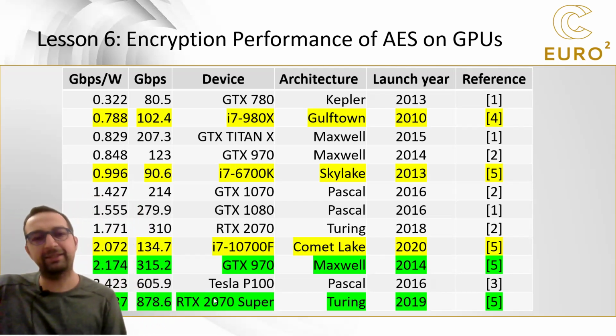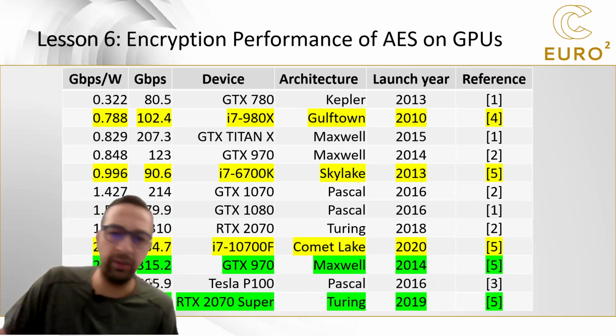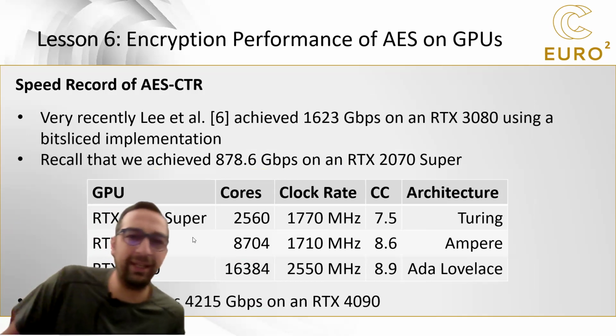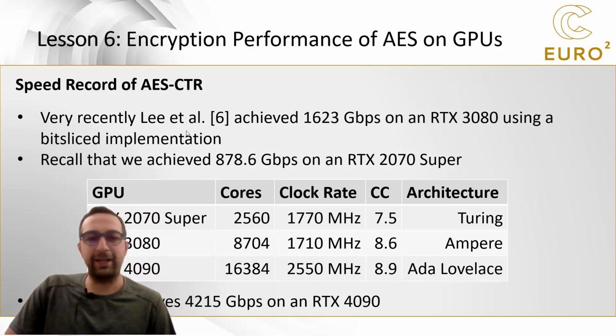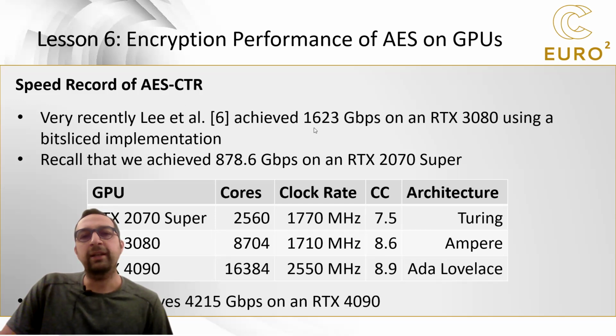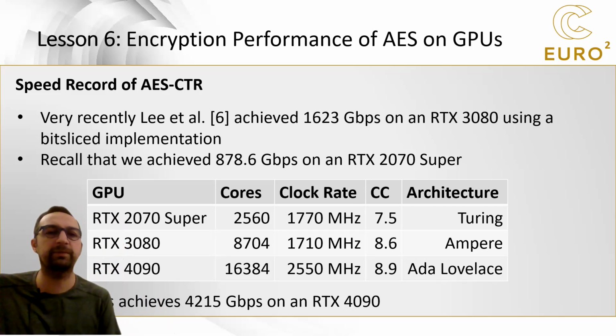So we actually see that our table-based implementation is better than the best bitsliced implementation in the literature. So this is one observation. But another thing we have to look at: very recently, and by very recently, I mean just a few days ago, a new paper was published where people achieved 1623 gigabits per second on an RTX 3080 using a bitsliced implementation. So this raises the question of whether the bitsliced implementation is faster than our table-based implementation.